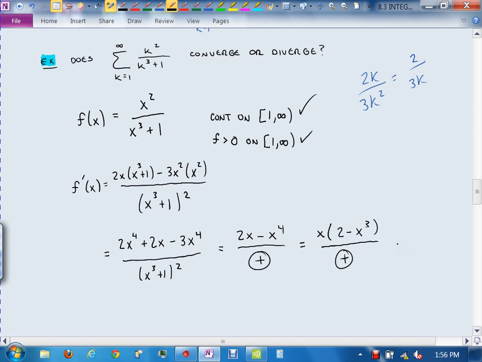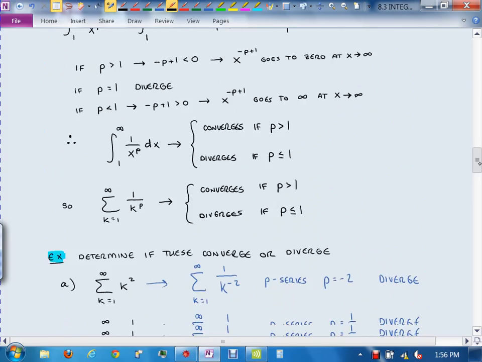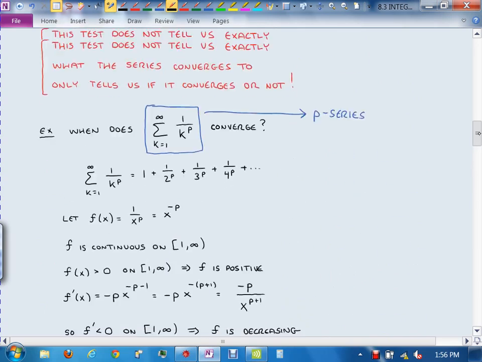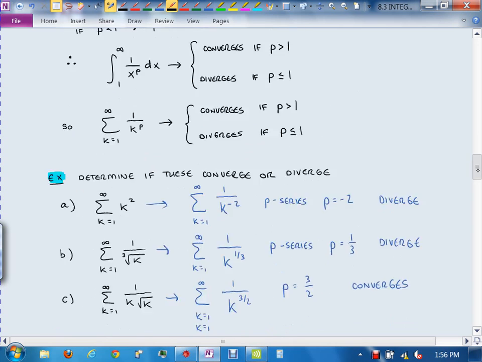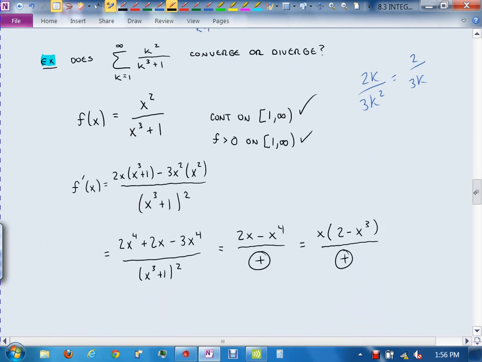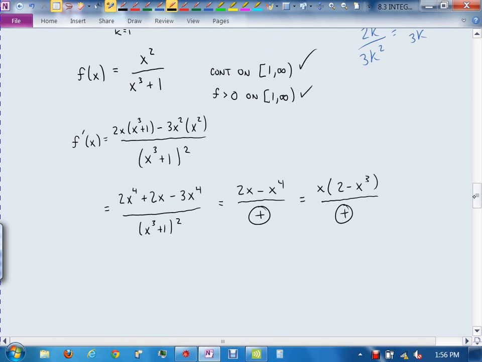So what we need for this, let's see if I put it up here. I don't remember if I did. Where's my integral test? That's right. Where are we? Right here?